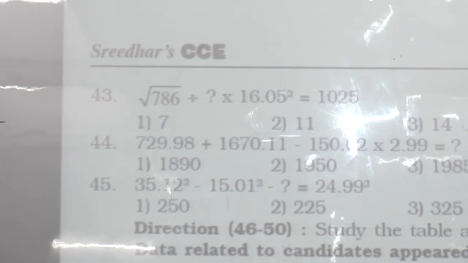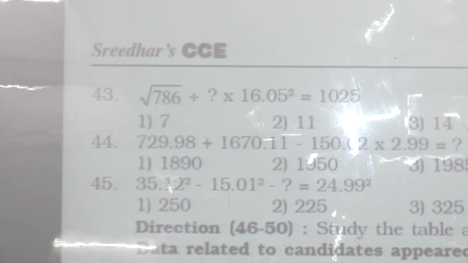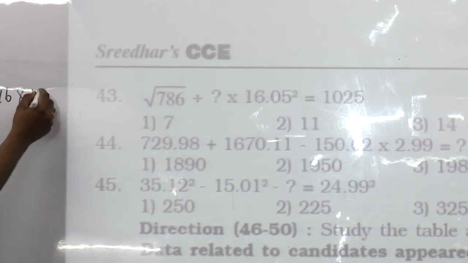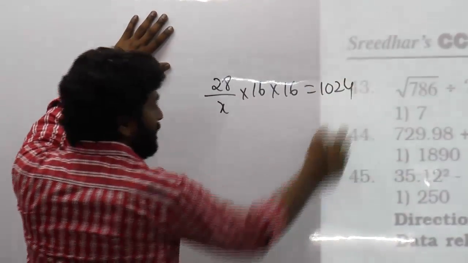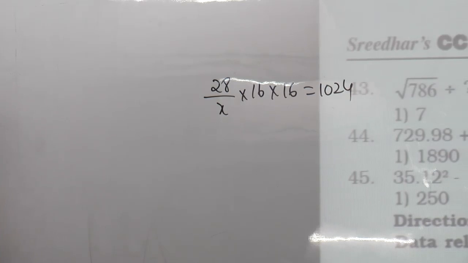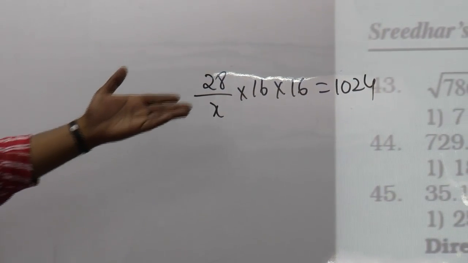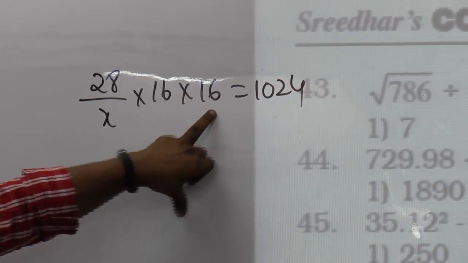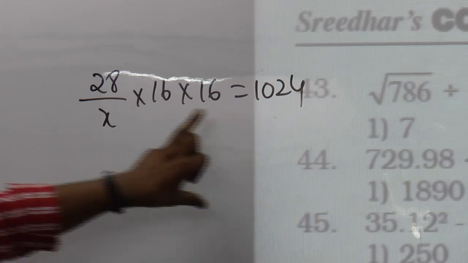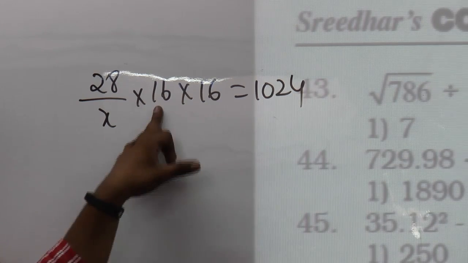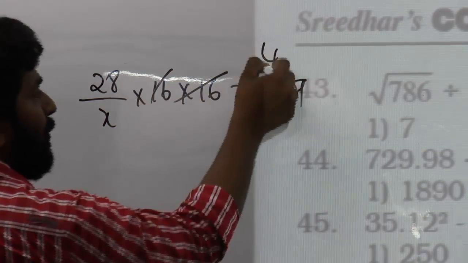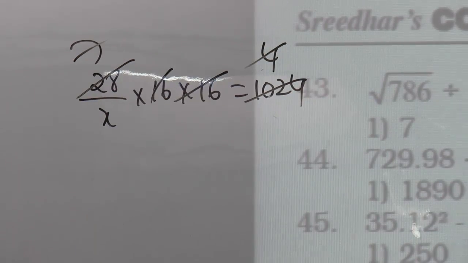Root 786. 28. By x into 16 is equal to 1024. Is that okay? 1024, right? See, this is 2 to the power of 4. This is also 2 to the power of 4. And this is 2 to the power of 10. 2 power 4 into 2 power 4, 2 power 8 into 2 to the power of x is equal to 2 to the power of 10. So on the right hand side you will have 4. 4 how many times? 7 times. X is equal to 7.